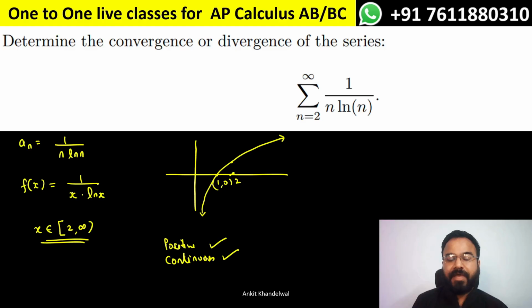Now here you can see as we increase the values of x, this x will increase, and ln x is an increasing function, so if you increase the values of x, ln x will also increase. But since both of them are in the denominator, the denominator will keep on increasing as we increase x, so the complete fraction will decrease. So now we can say that this function is decreasing also.